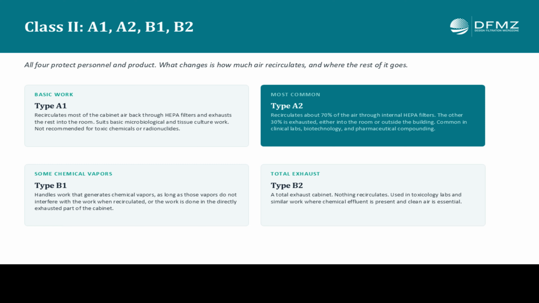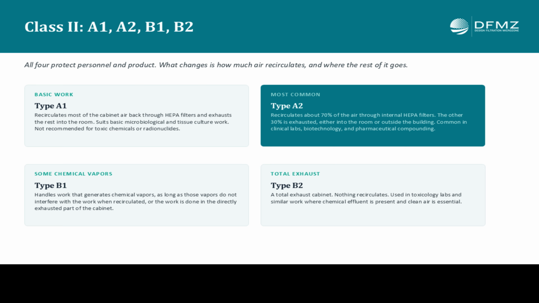Type B1 is for work that generates chemical vapors, as long as those vapors do not interfere with the work when they are recirculated, or the work is done in the directly exhausted part of the cabinet. And Type B2 is a total exhaust cabinet. Nothing recirculates. It is used in toxicology labs and similar work where chemical effluent is present and clean air is essential. The type follows the material being handled.